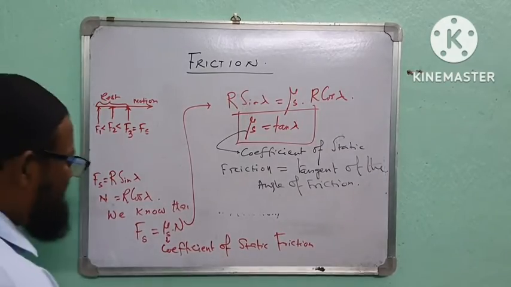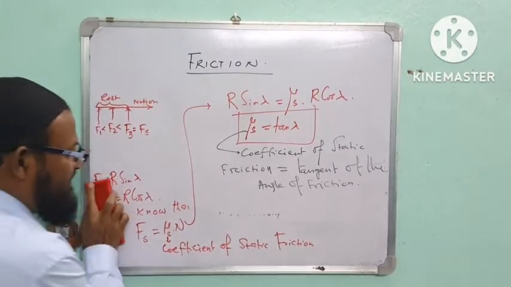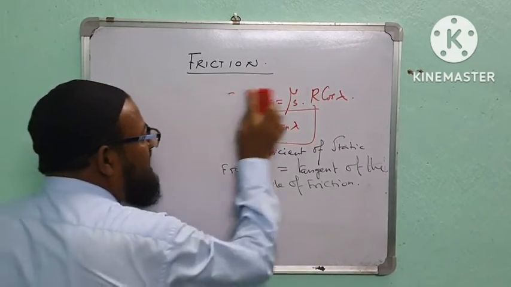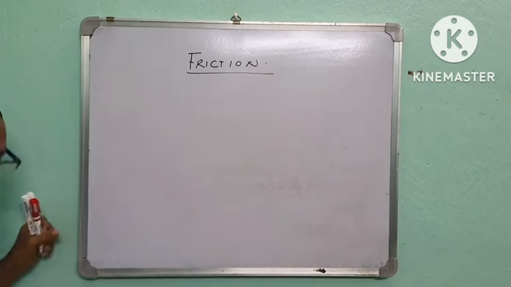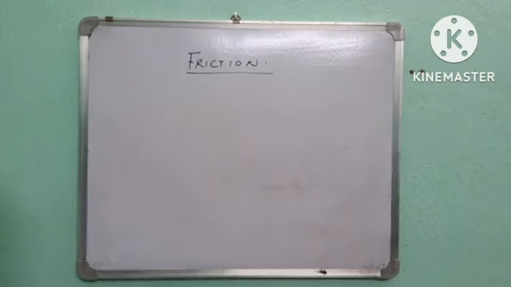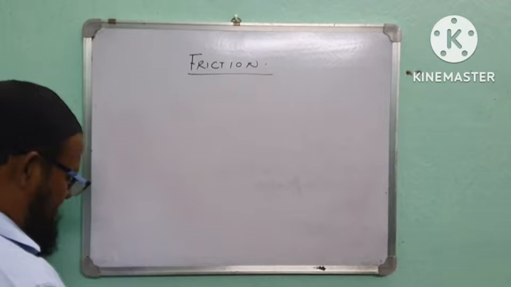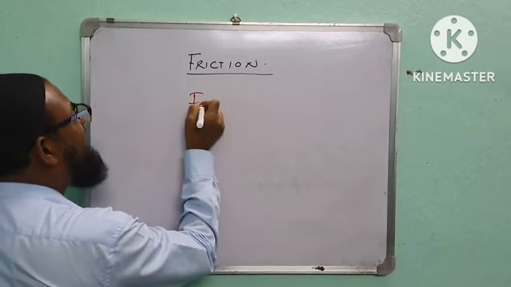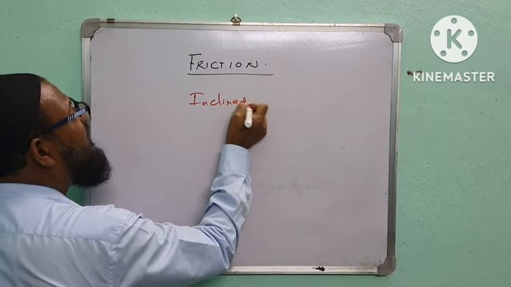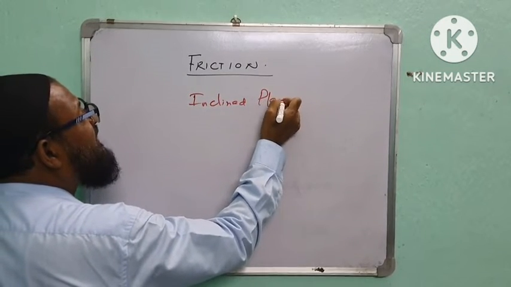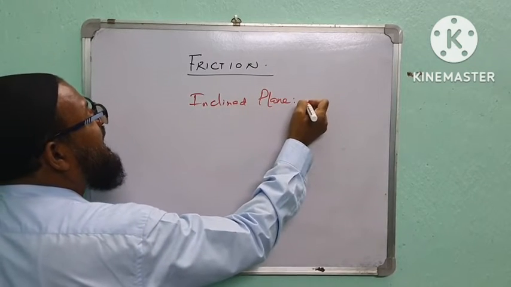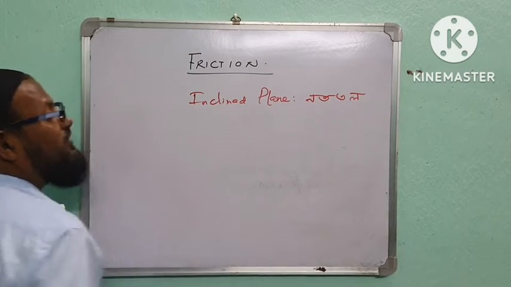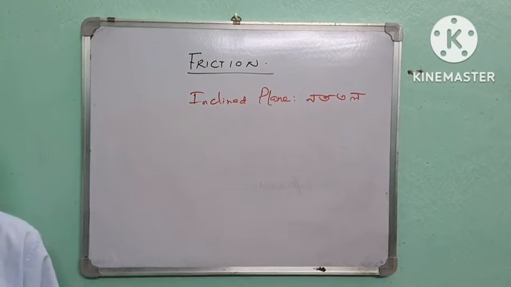Next. Up to this, I think it is clear to all. Next is a very important part, that is the inclined plane. Inclined plane. What is it called in Bengali? Natatal. Inclined plane.